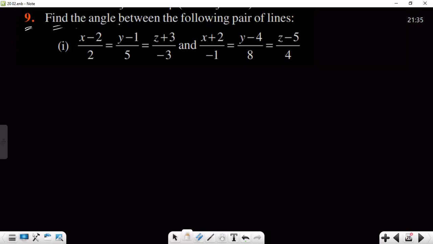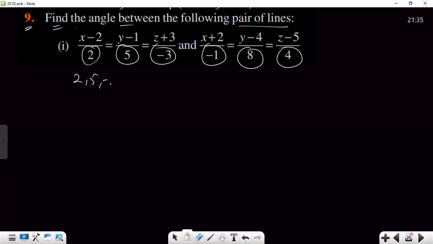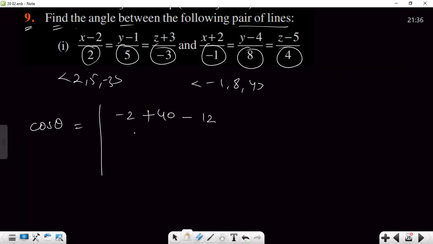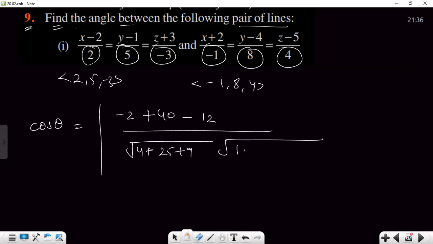So this time we have to find the angle between the following pair of lines, and the equation of the line is given in Cartesian form. What we care about is the direction only. Direction ratios are 2, 5, minus 3 and minus 1, 8, 4. Formula: A1A2, B1B2, C1C2. 2 square is 4, 5 square is 25, minus 3 square is 9. Then minus 1 square is 1, 8 square is 64, 4 square is 16.